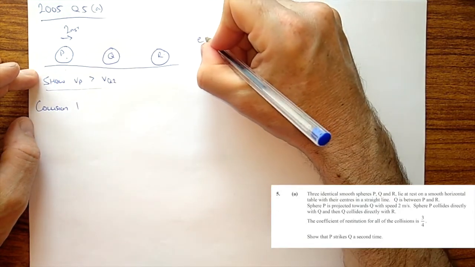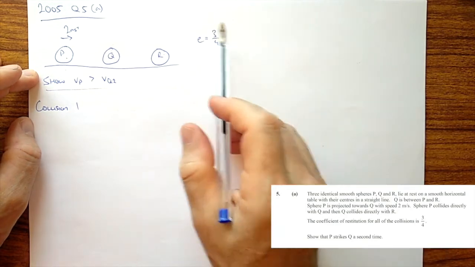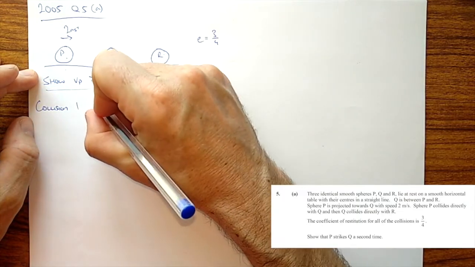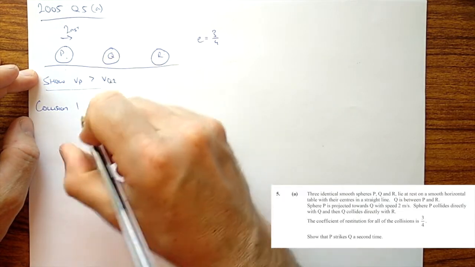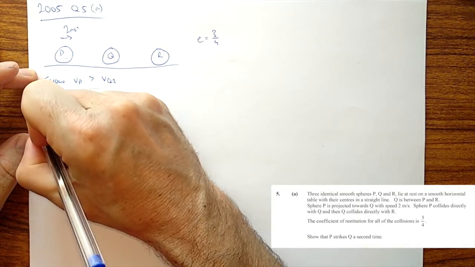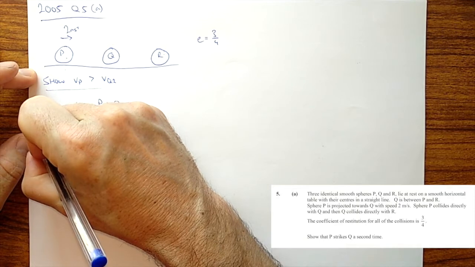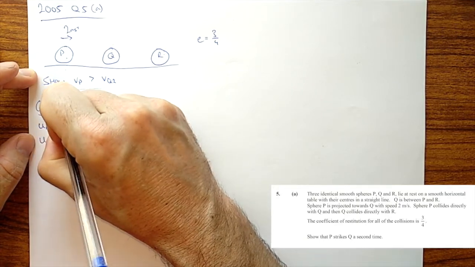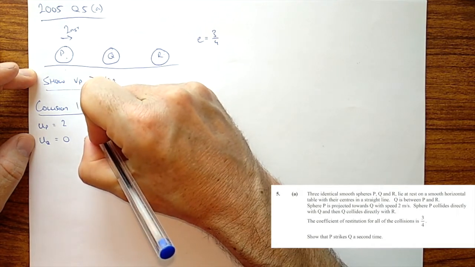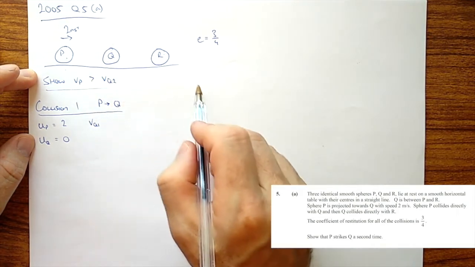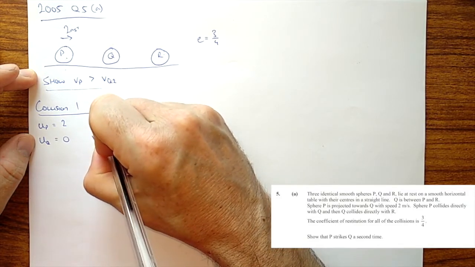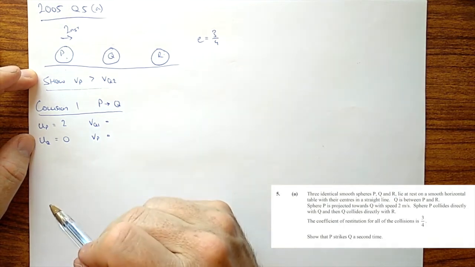Oh, we also know that E is 3/4. Again, I like to write everything down in the diagram so I'm clear what I have. Now, collision 1 is P into Q. Let's see what we know. Our initial velocities, UP and UQ: UP is 2 and UQ is 0. That's fine. VQ1, because we're going to VQ2 in the second collision, is unknown, and VP is unknown. I'm going to need both of these.